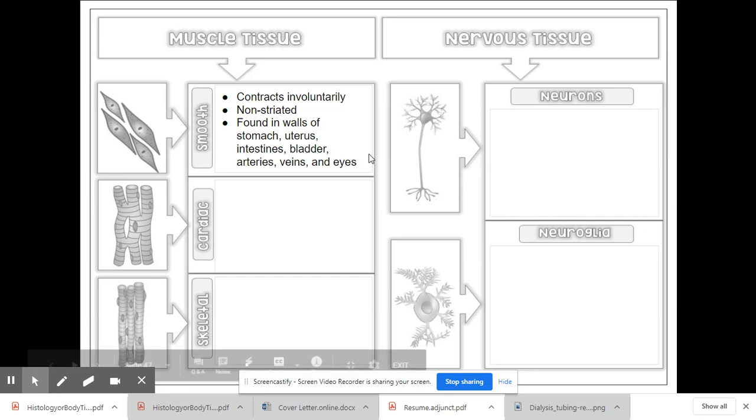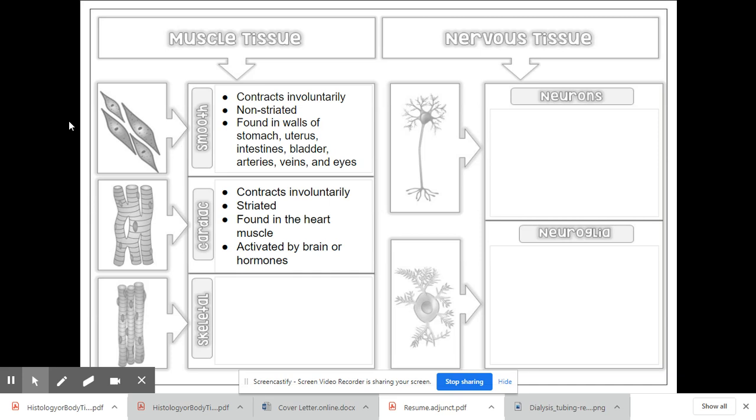Muscle tissue is found in different places in the body, but you have 3 different kinds. The first kind here is called smooth. The characteristic of that is that it contracts involuntarily. That means you cannot control its contraction. It does not have striations. Those are stripes, and that's why it's called smooth. And you find this in the walls of your stomach, uterus, intestines, bladder, arteries, veins, and eyes.